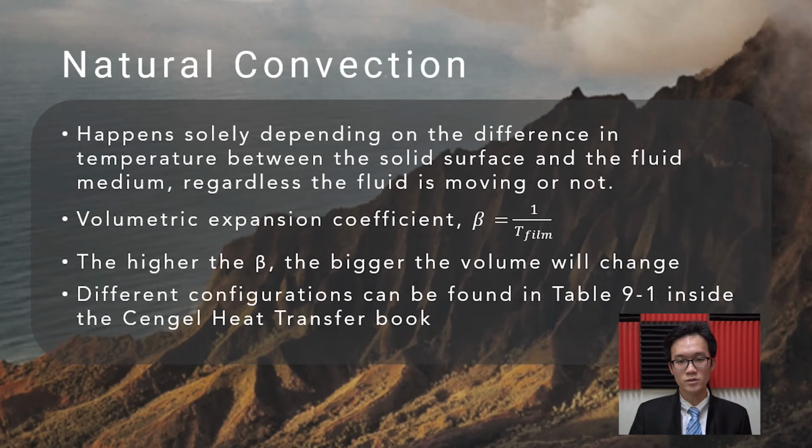Natural convection depends solely on the difference in temperature between the solid surface and the fluid medium, regardless of whether the fluid is moving or not. There is a term involved in natural convection only, called the volumetric expansion coefficient, beta, which can be determined using the equation shown. The higher the beta, the bigger the volume will change. Some different natural convection configurations can be found in Table 9.1 inside the Cengel heat transfer book.